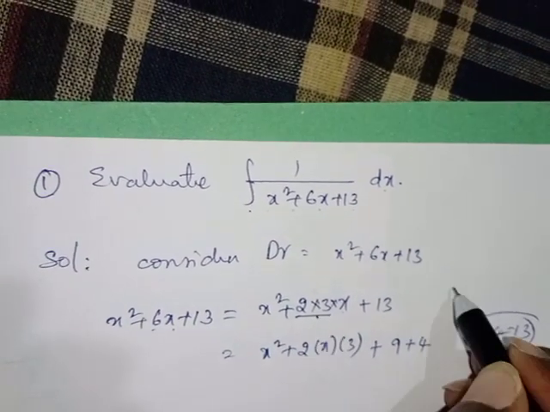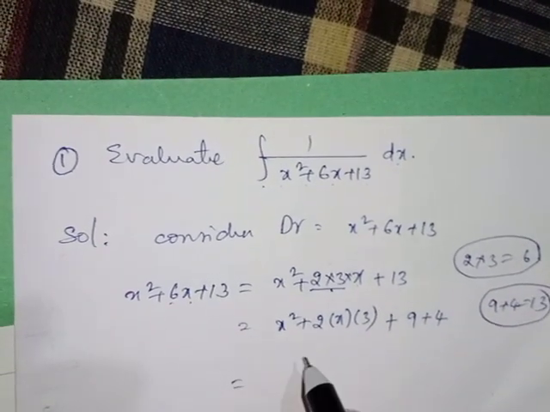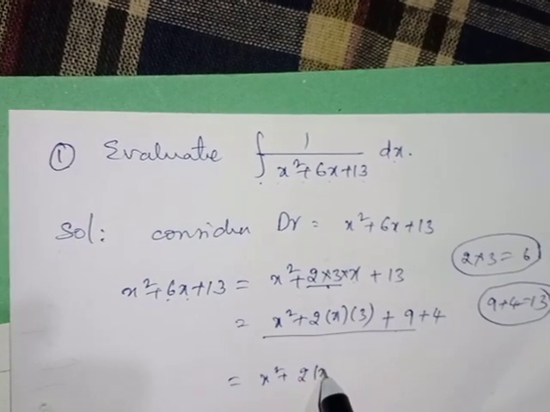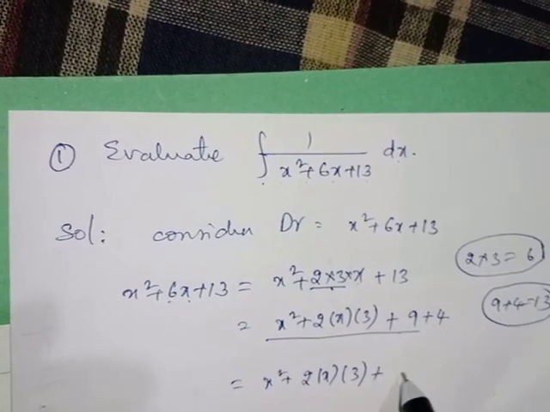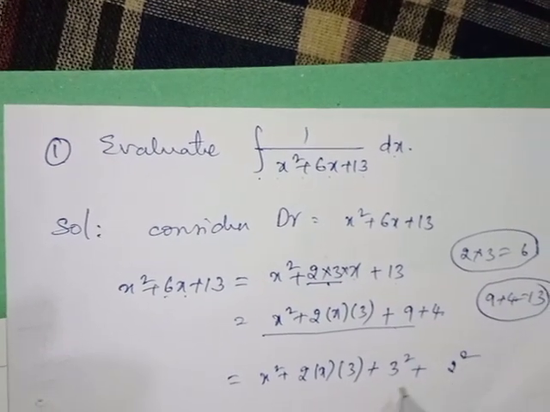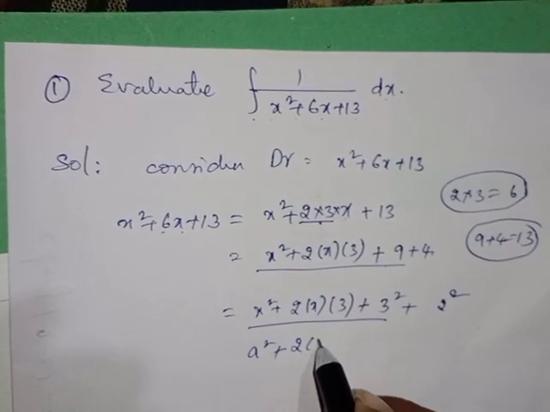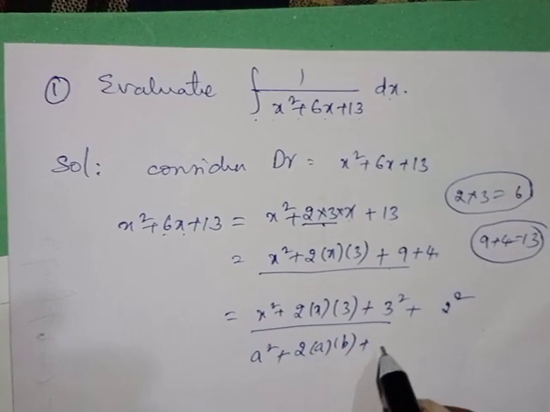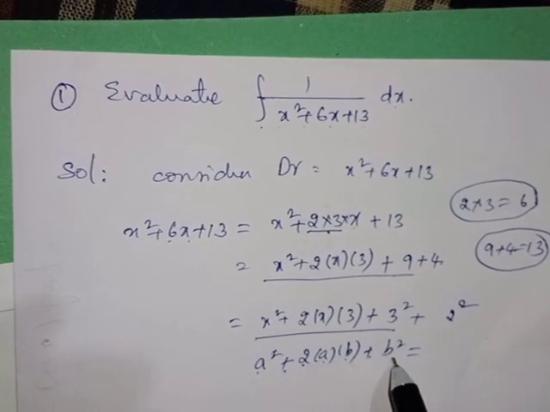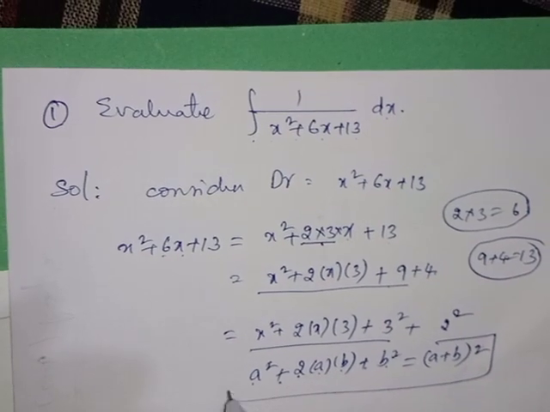At the same time, 2 into 3 is equal to 6. Observe here, this is x square plus 2 into x into 3 plus 3 square, since we can write 9 as 3 square. At the same time, 4 we can write as 2 square. This is the a square plus 2ab plus b square formula. a square plus 2ab plus b square is equal to a plus b whole square.